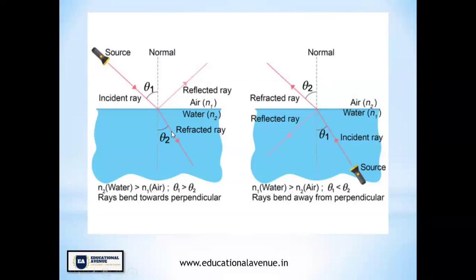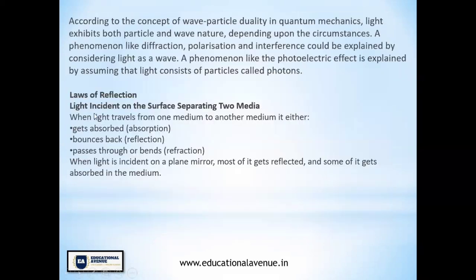Okay, sir. So here are the three rays that you can see. Here in the laws it is written: when light is incident on a surface separating two media, like there an air medium and a water medium, what will happen? It will get absorbed, it will bounce back, and it will pass through or bend. Three things I have said. Okay, so write these three things. What will happen when the light is incident on a surface that is separating two media?